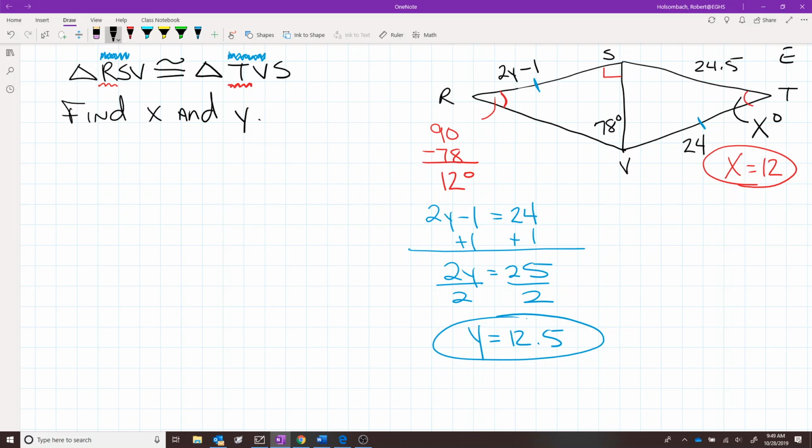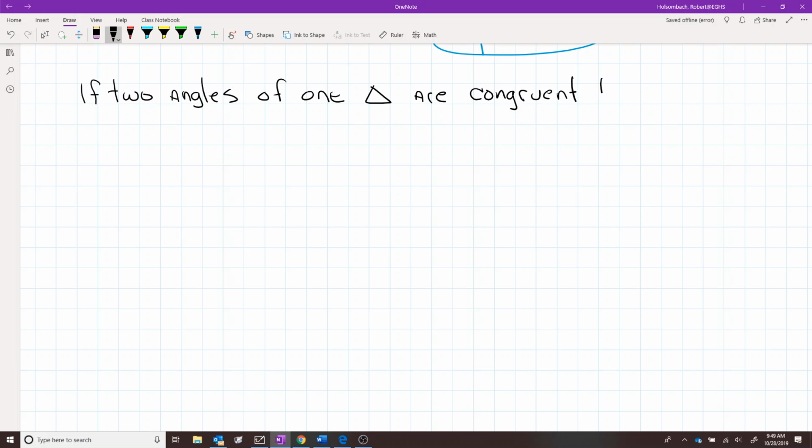Take a look at page 257, please. This third angles theorem is pretty important, and it says that if two angles of one triangle are congruent to two angles of a second triangle, then the third angles are congruent.